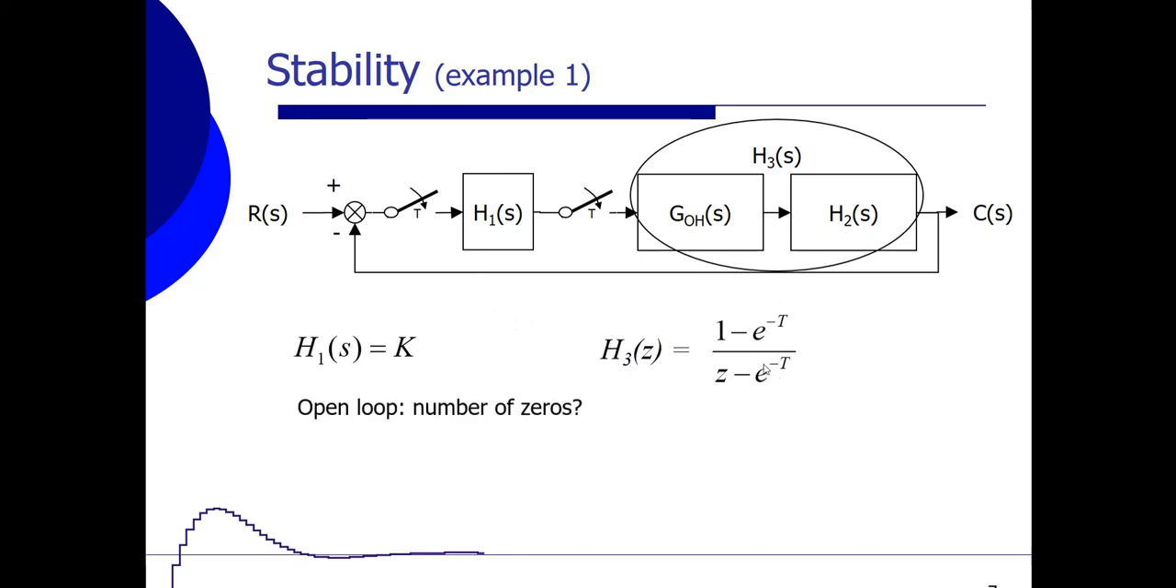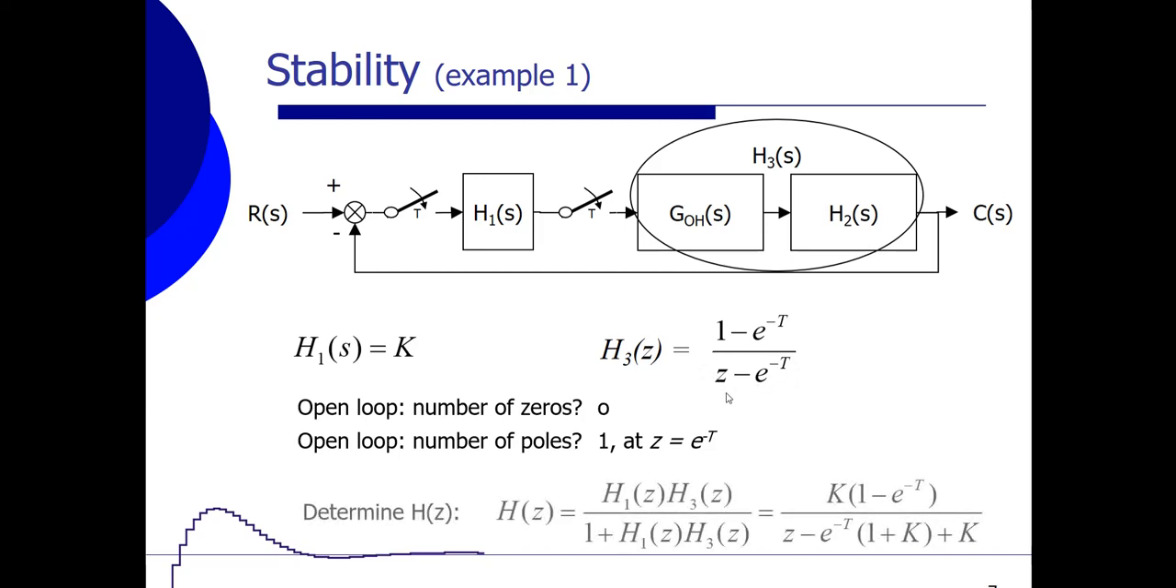So first of all, let's have a look at the open loop. How many zeros do we see in this expression? Well, there's no expression with a z in the numerator, so we don't have any zeros. Do we have any poles? Yes, we have, because we have a z in the denominator, so we have one pole, and that pole is located at e to the power minus T, and you can get that, of course, by setting the denominator to 0.